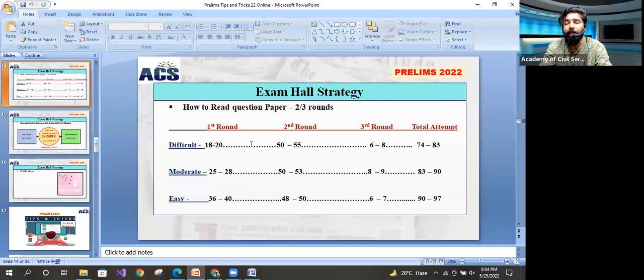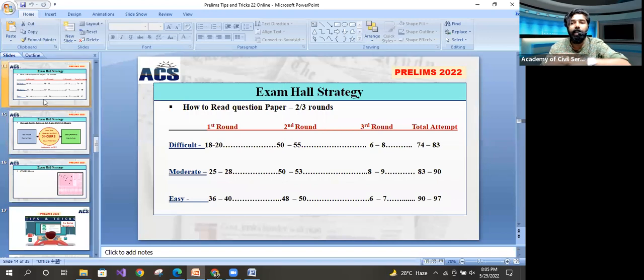Most of you might be doing 2 rounds of reading the question paper, first and second round. That is fine. If you have enough time, you can also do the third reading. But in the first round you are solving only the questions which are familiar to you, the accurate questions which you are familiar with. So that is the meaning of how to read the question paper by first round, second round, and third round, and how many attempts you will make according to the difficulty of the paper. So this way also we will be going through the paper.